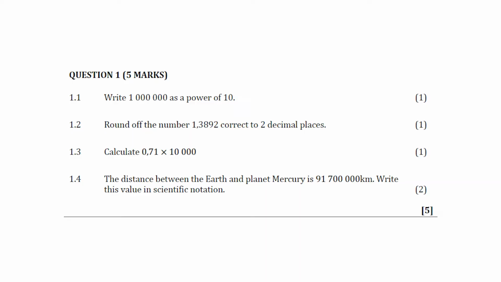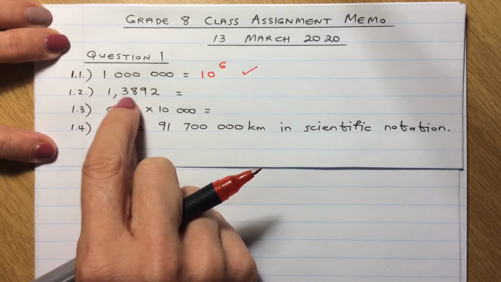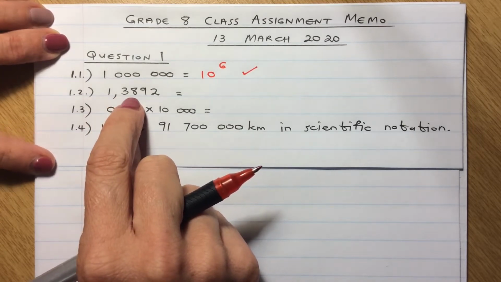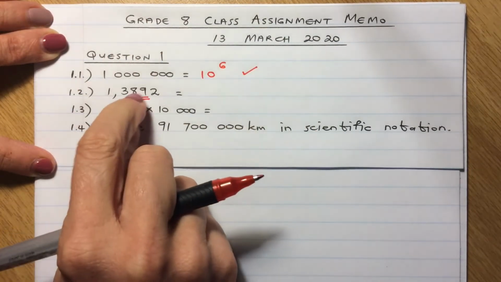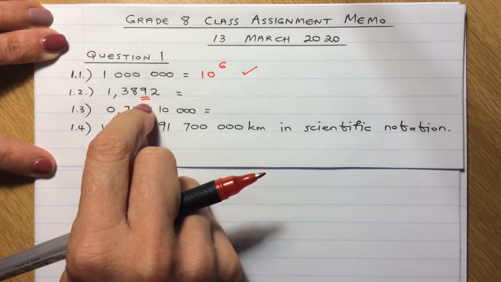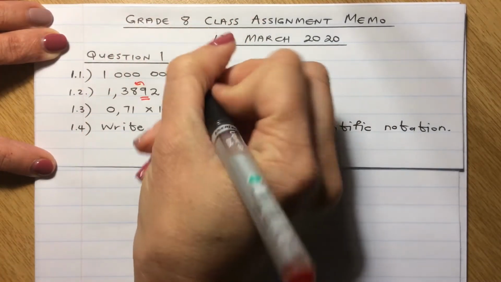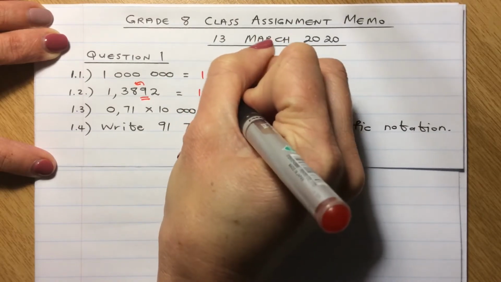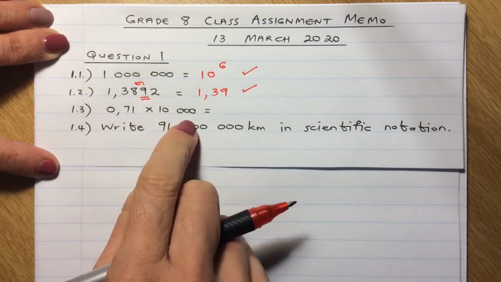Then they said, round off the number 1,3892 correct to 2 decimal places. Now, if I want 2 decimal places, I want to see 2 numbers behind the comma in my answer. If I want the 2, I am interested in the 3rd decimal place to see whether the 8 will remain 8 or whether it will round up. Now, 9 is higher than 5, so if it's 5 or higher, this 8 is going to round up, which makes it 1,39. 1 mark.